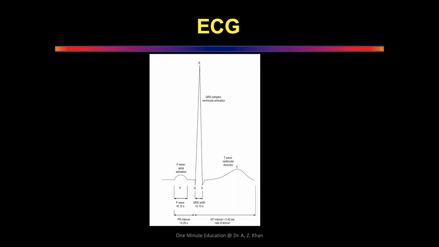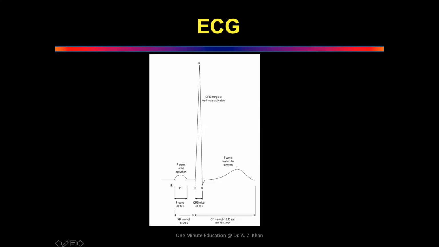I'll just help you out here. I'll just show you this. This is basic knowledge. This is something that you must have. So the P wave is because of atrial activation. The QRS complex is because of ventricular activation. And the T wave is because of ventricular recovery. Okay? And these are the timings that you need to remember.